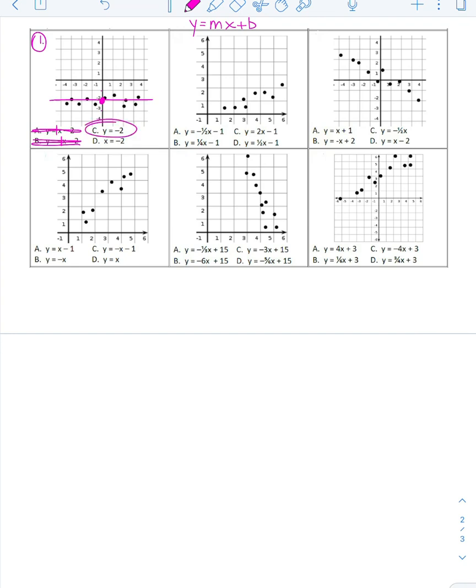So let's practice this a few more times. Look at our second example. Again, I want to test my b and then my m, or my slope. In my choices, A is y equals negative 1/2 x minus 1, B is y equals 1/4 x minus 1, C is y equals 2x minus 1, and D is y equals 1/2 x minus 1. So all of my y-intercepts are negative 1. That doesn't help me at all. Now I'm going to have to test all of these slopes.